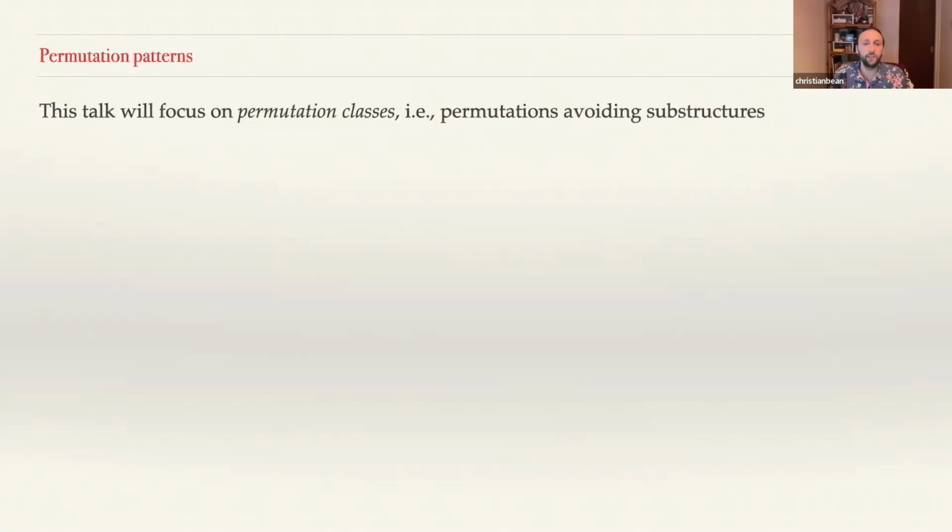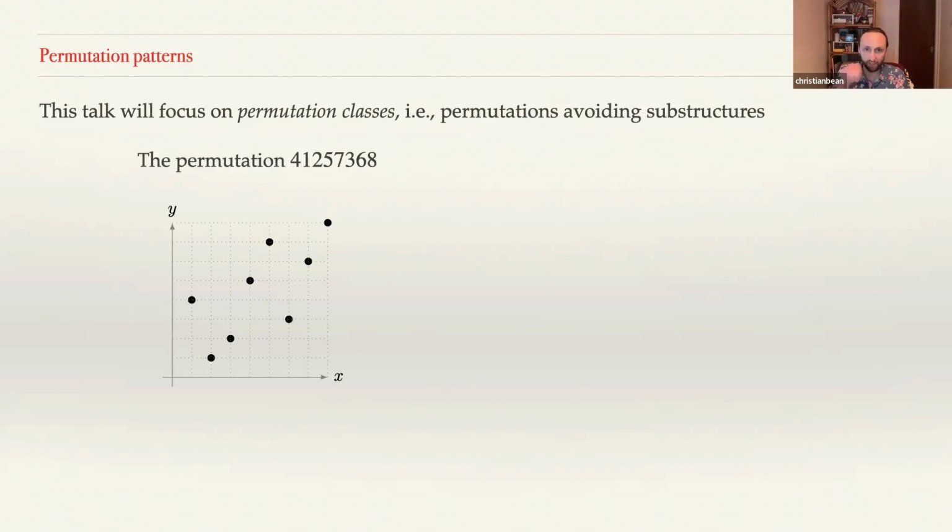So in particular, we're going to be looking at permutation classes. So I'm going to define that properly now. For me, I actually tend to think of permutations as a collection of points. So here is a permutation. Now, how do I go from the points to the permutation? Well, if I just label my points from bottom to top, 1 through 8, and then I read these points from left to right, I read off the permutation 4, 1, 2, 5, 7, 3, 6, 8. So this is what we call the plot of the permutation, where it's just a set of points (i, pi(i)) for the permutation pi.